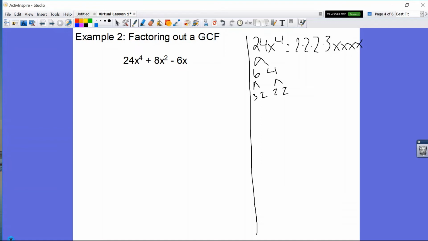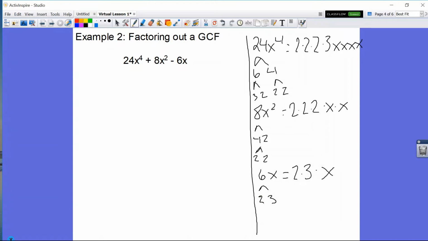All right, now I need to do the same thing for the next two terms. So 8x squared, that's 4 and 2 and 2 and 2. So we have 2 times 2 times 2 times x times x. And then finally we have 6x. I'm going to ignore the negative until the end of the problem. So we have 2 and 3, and that gets me 2 times 3 times x.